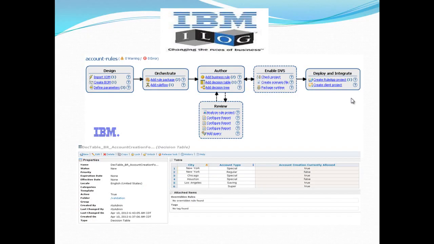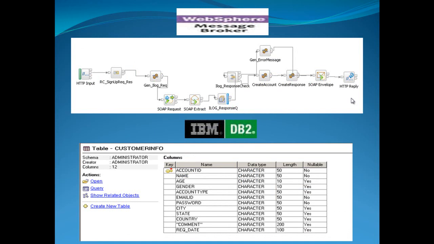In iLog we have a decision table created, where we are checking for cities and their authorized account types. For example, if the city is New York, then only a special account type and a regular account type are permitted, and only that makes the success scenario for this particular city and account type couple. And moving on, finally we have the message flow in the message broker and the schema for this particular table.